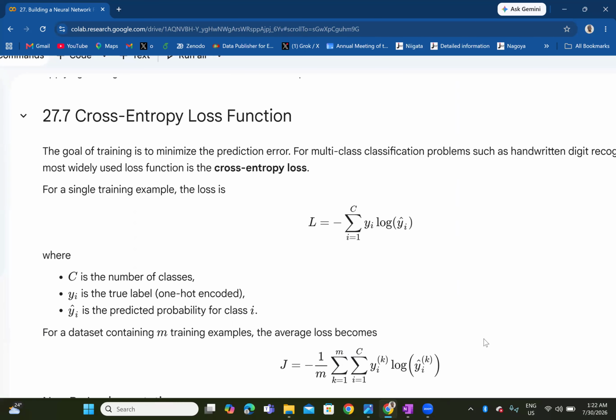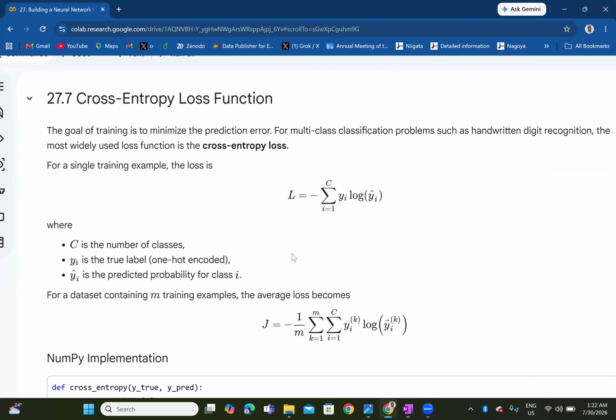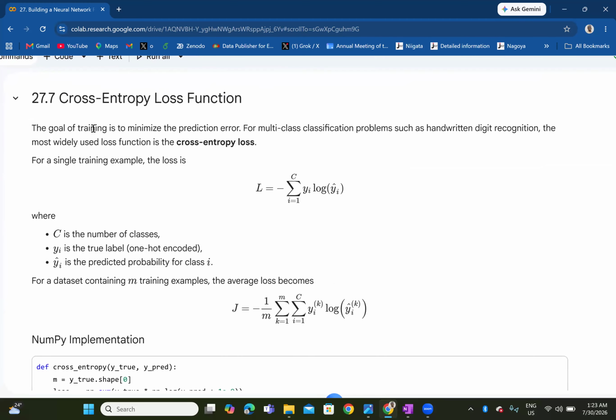There we have not applied softmax, but let's go ahead and talk about the cross-entropy loss function. Now, the goal of training is to minimize the prediction error. For multi-class classification problems such as handwritten digit recognition, the most widely used loss function is the cross-entropy loss because you have multiple classes.